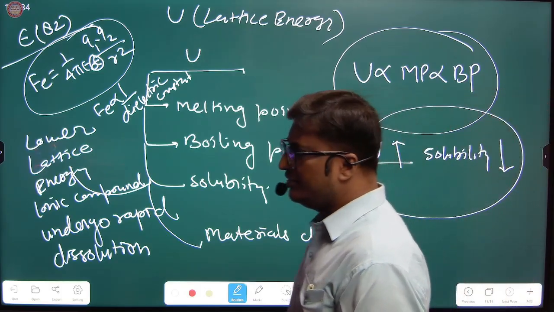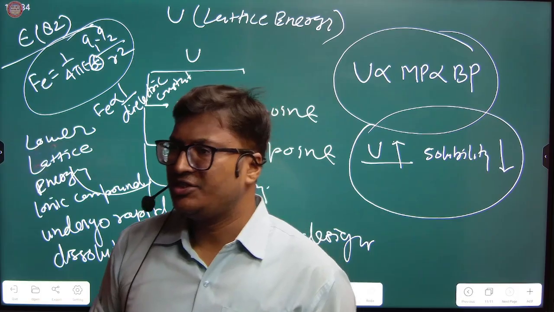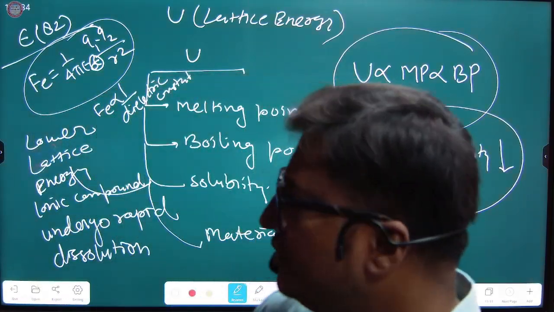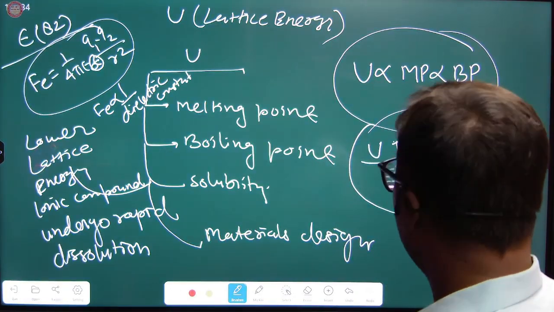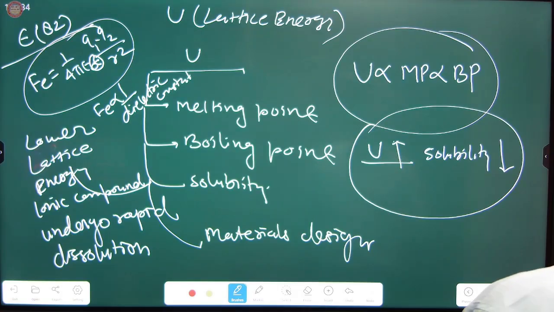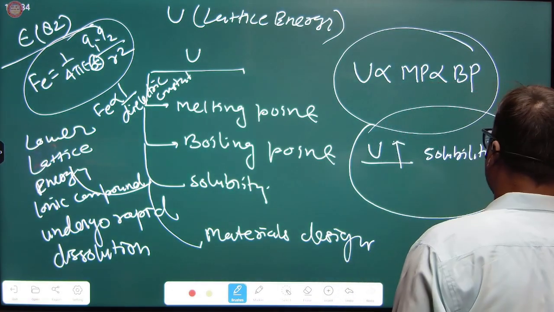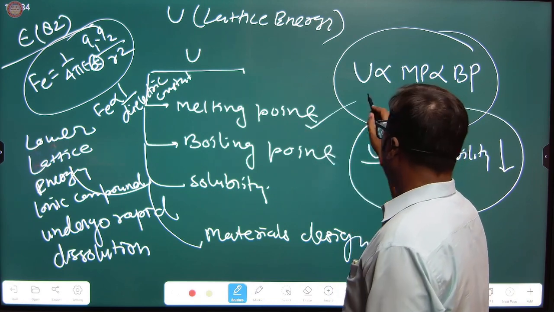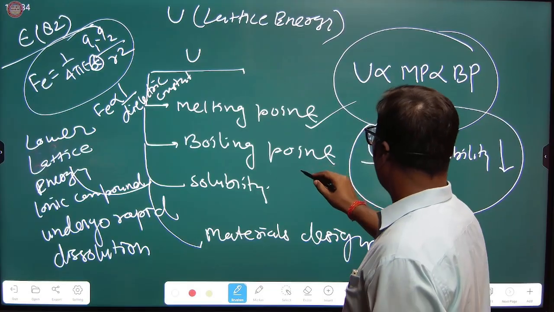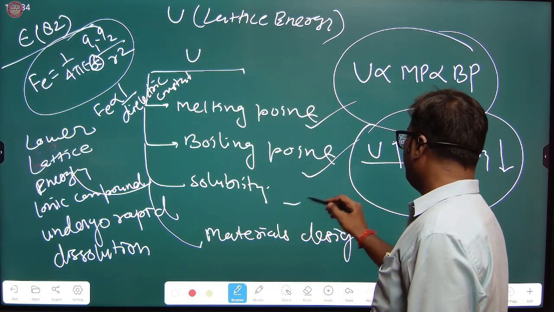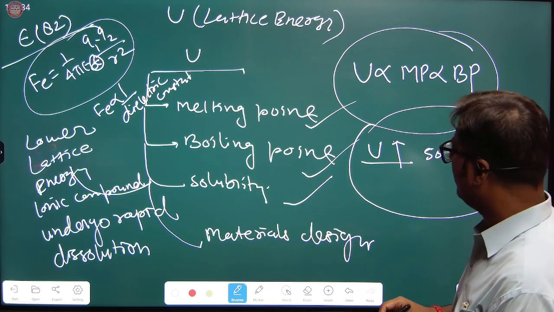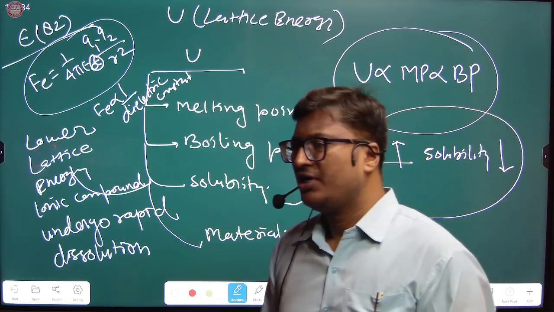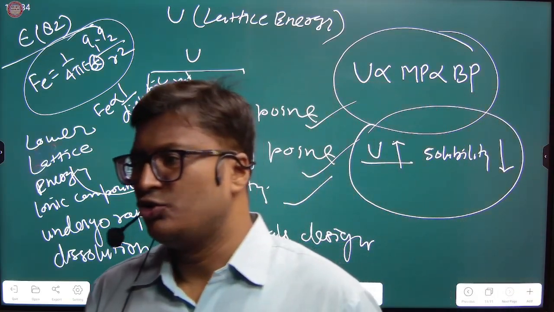So in this way, lattice energy is a very useful parameter in chemistry, especially in solid state chemistry. It gives us an idea about the melting point of ionic compounds, boiling point, and solubility behavior, and finally we can design ionic compounds depending on solubility or insolubility.